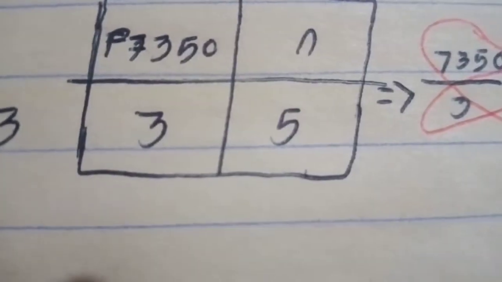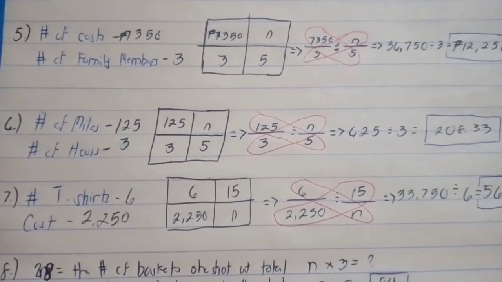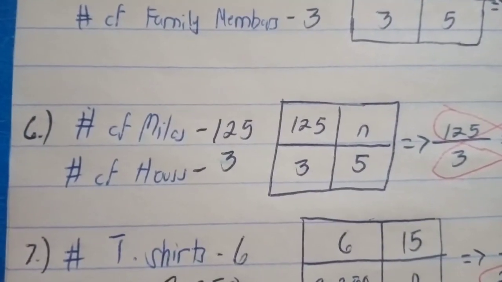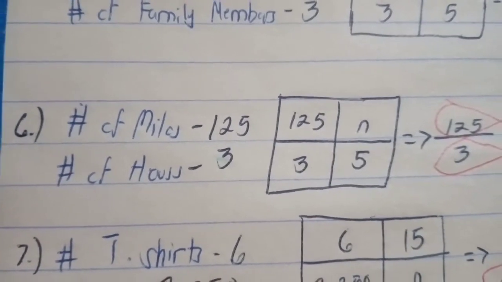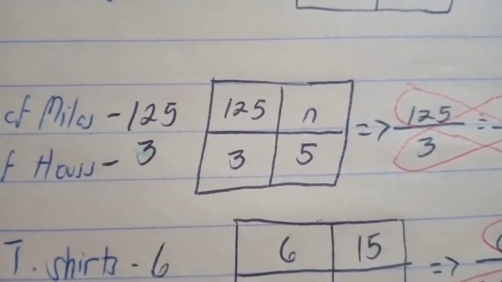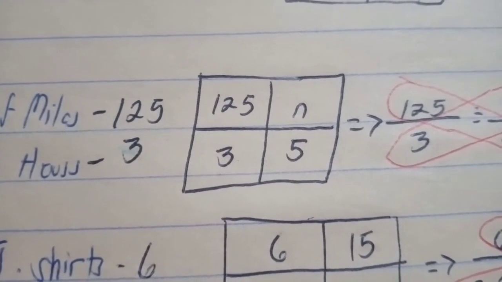In answering the question in number 6, I first took the given quantities within the problem. It is the number of miles, 125, and the number of hours, which is 3 and 5. We are then tasked to find how far it will go within 5 hours.